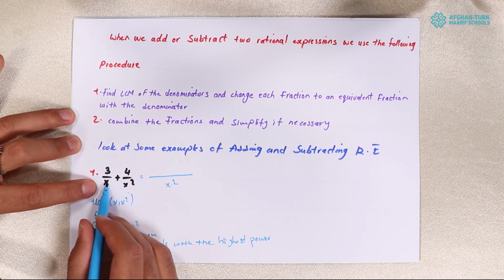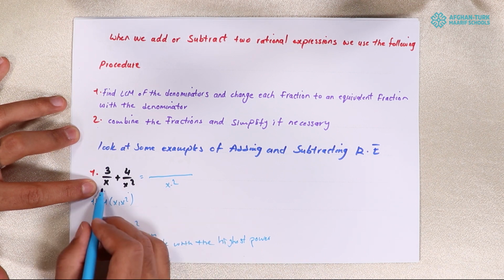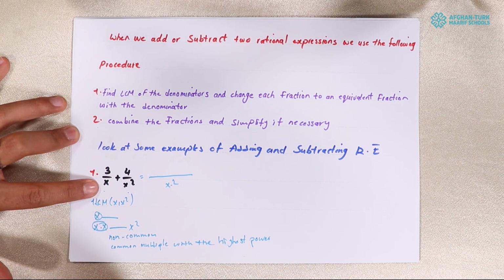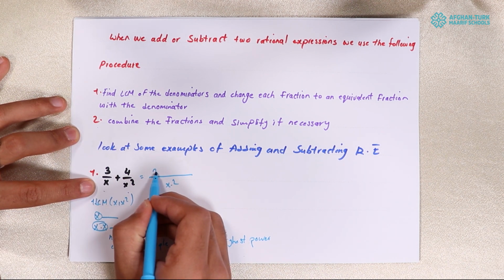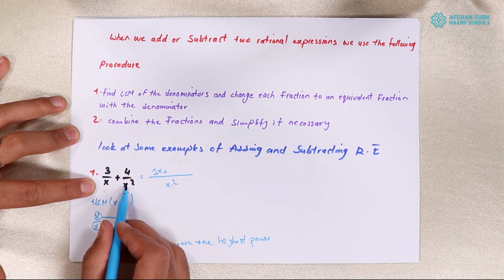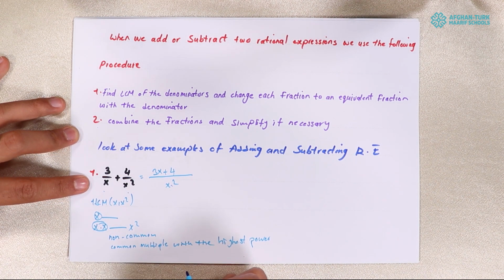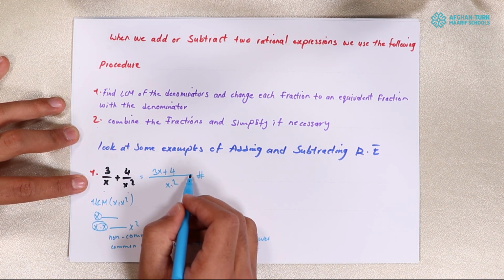Divide x squared by x, and after that multiply with denominators, each one by one, okay? X squared divided by x is equal to what? X. X times 3, 3x, plus x squared divided by x squared is equal to 1. 1 times 4 is 4. So this is the final answer, okay?